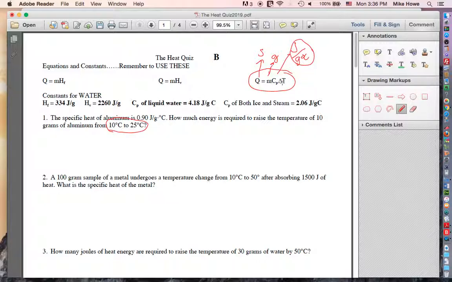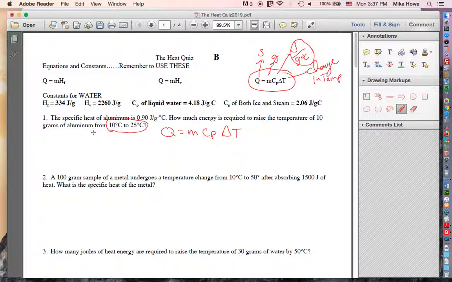And the delta T, this little Greek letter is called delta. That means change in temperature, and that's measured in degrees C. So since we have a temperature change, then we're going to use the equation that has temperature change in it. So we go ahead and write the equation down. Q equals M CP delta T.